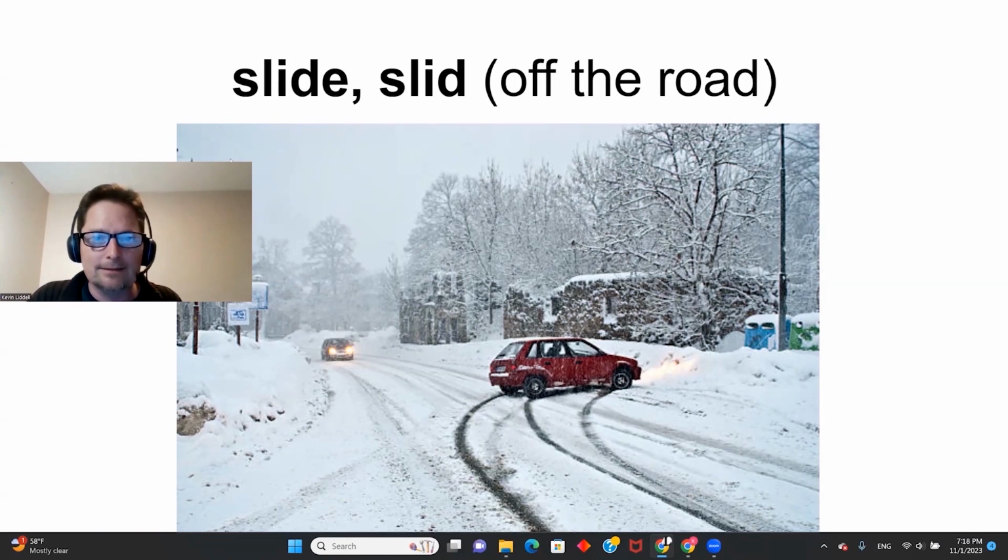Let's practice. What happened? Did the car slide off the road? That's right. The car slid off the road. Why did the car slide off the road? That's right, because the road is very slippery. He lost control and the car slid off the road.